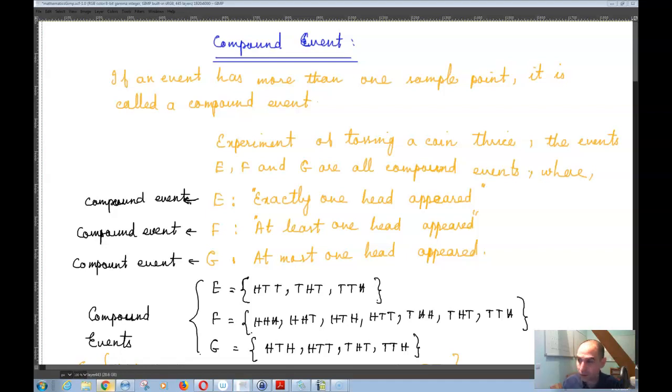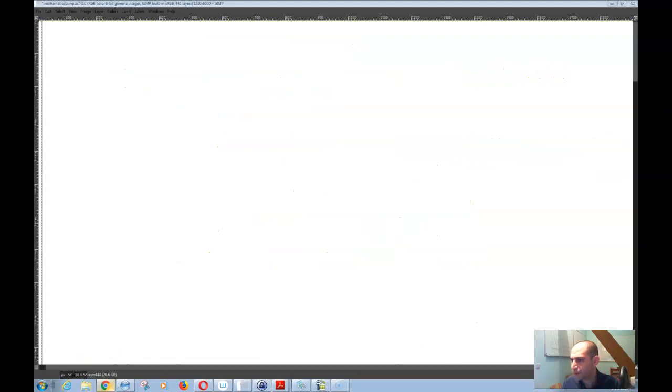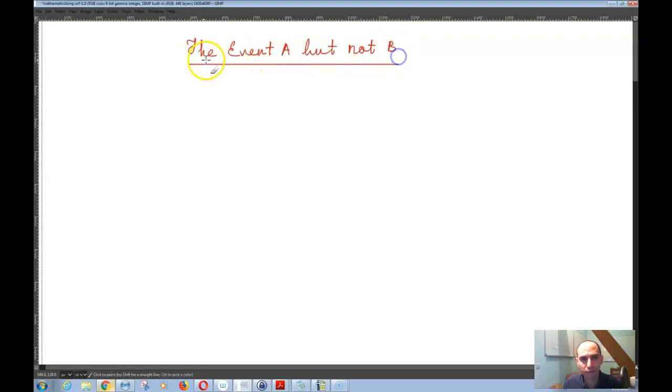which is basically the event A but not B. So you could have the event A but not B. You could have this event as well. So let's see what that is.